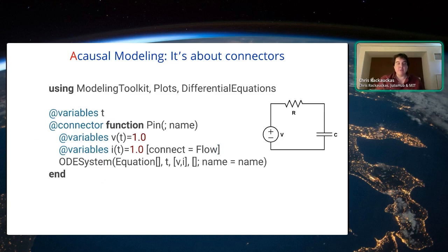This is our foundation. So what we say is, okay, the pin of an electrical object is something that has a voltage and something that has a current. Voltage is, when you connect them, they're equal. And currents, when you connect them, they flow. So therefore, the sum of currents is equal to zero. That's what this connection of flow means.